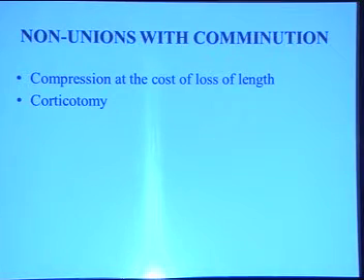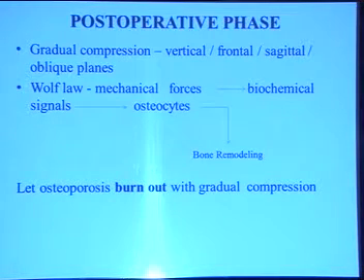And in comminution, it is better to do compression at the cost of a certain degree of loss of length, which can be countered by corticotomy if desired. If the loss is more than 2 or 2.5 centimeters, you can go for corticotomy and comfortably regain the lost length. In the post-operative phase, it should be a very gradual compression, because faster compression may cause an additional fracture in severely osteoporotic bones, and sometimes there will be cut through of the wires also. So gradual compression depends on the geometry.